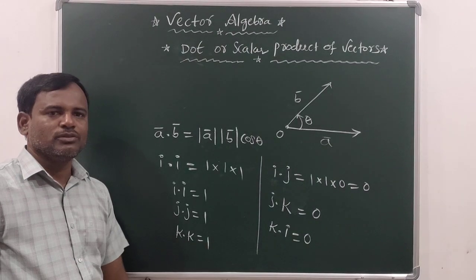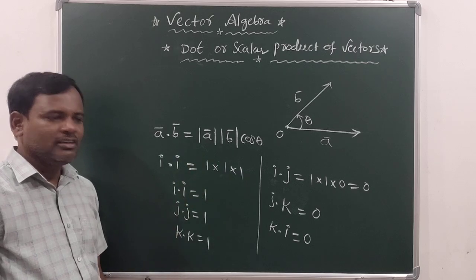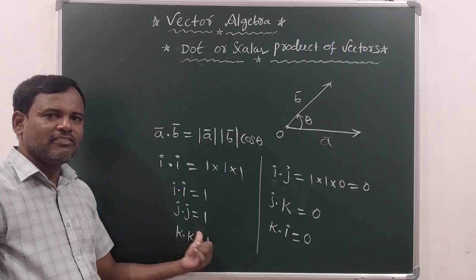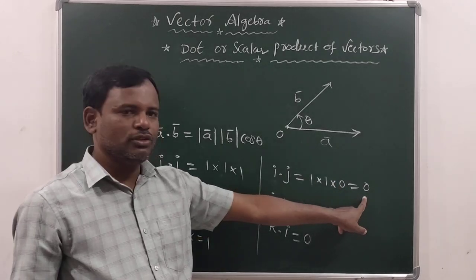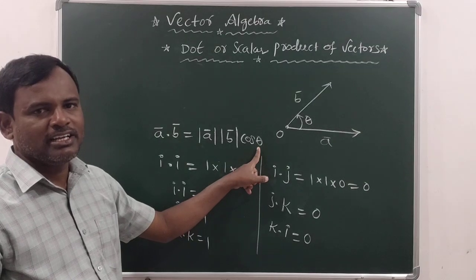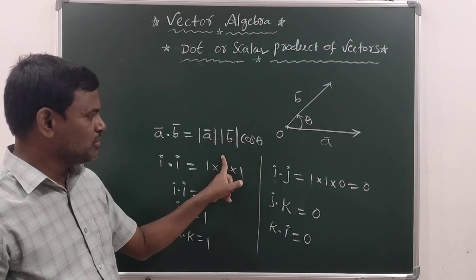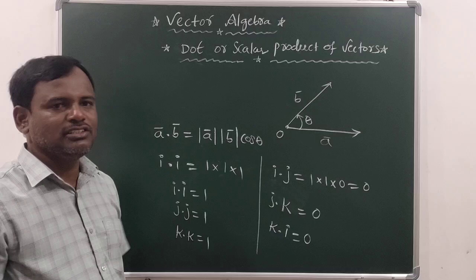Remember these points also. Why i dot i is equal to 1, I explained here. In the same manner, j dot j is 1, k dot k is 1, and i dot j becomes 0, because the angle between these two is 90 degrees. Put here theta 90, cos 90 is 0. 0 into something is 0. Now j dot k is 0, k dot i is 0.